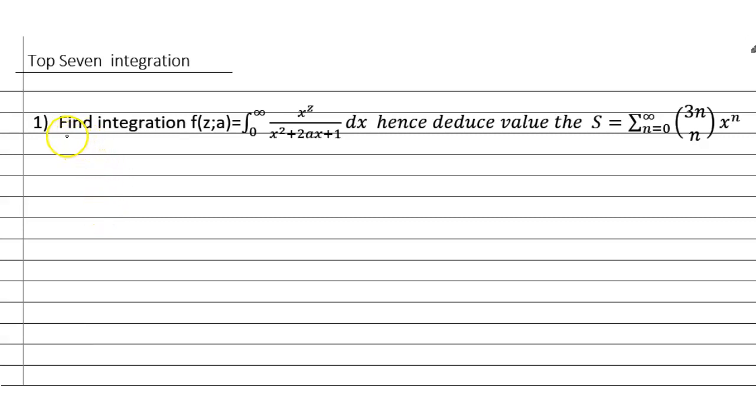So friends, my first problem is to find the integration f(z, a) equal to the integral of x to the power z divided by x square plus 2ax plus 1 dx, and hence deduce the value of S equals the summation n equals 0 to infinity of 3n choose n x to the power n. So friends, how can I solve this? Because here I use some special functions.